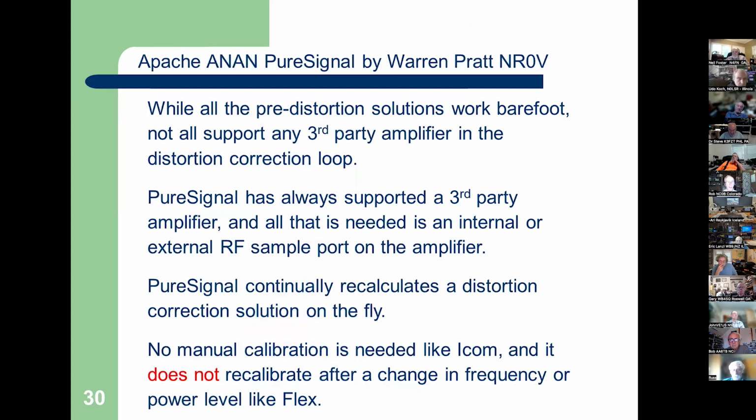So, Apache and Pure Signal by Warren Pratt, NR0V. While all pre-distortion solutions right now work barefoot, not all support a third-party amplifier in the correction loop. Pure Signal has always supported a third-party amplifier, and all you need is an internal or an external sampler, typically like a minus 50 dB sampler. Pure Signal continually recalculates a mathematical solution to the distortion.